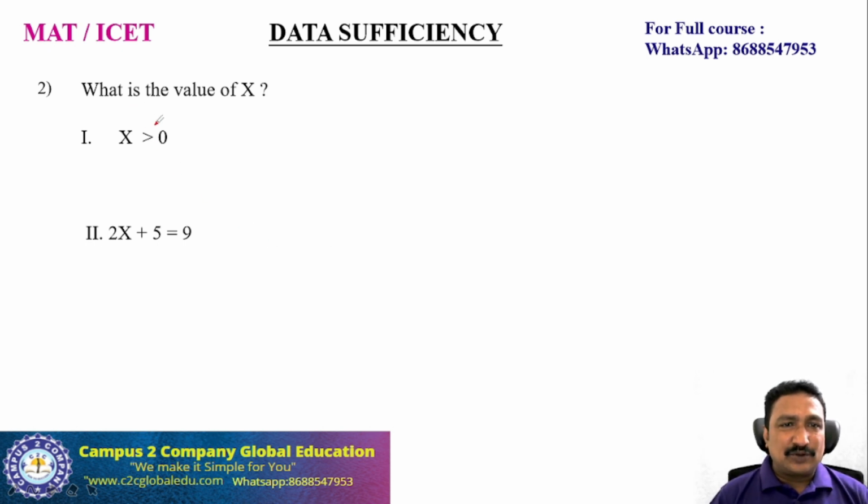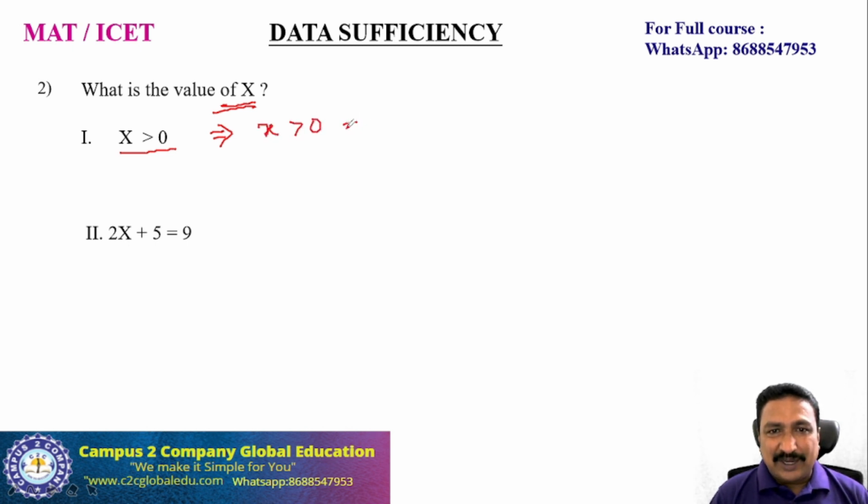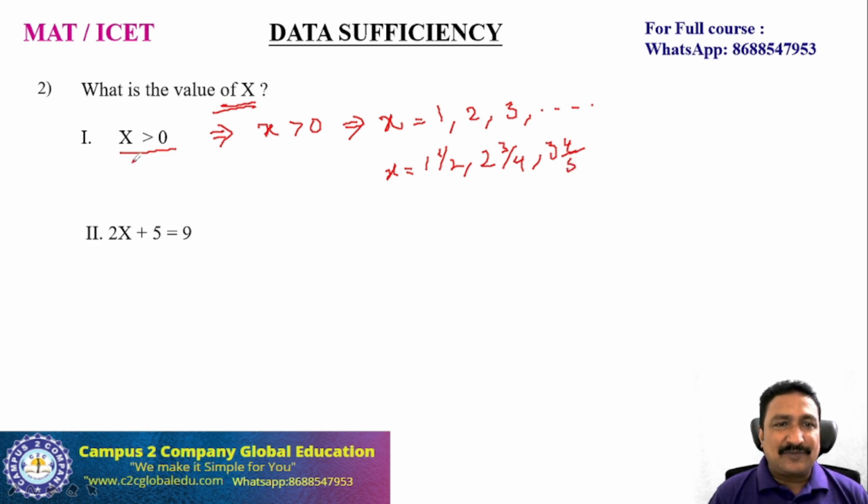Now look at the second question. What is the value of x? So they are asking a particular value of x. Now look at the first statement. First statement means x is greater than 0. So what is the meaning of x is greater than 0? From the first statement you can get different values. Suppose we can take x as 1, 2, 3, or so on. Or we can take x as 1/2, 3/4, or 4/5. So like this we can take different values from the first statement.